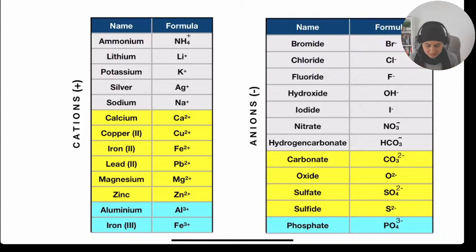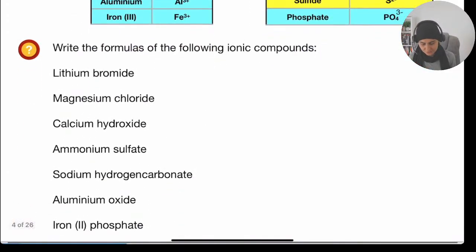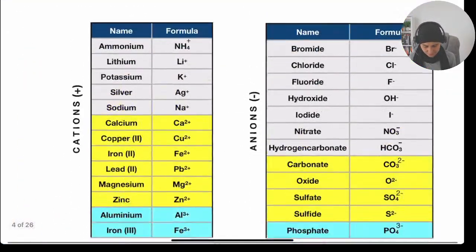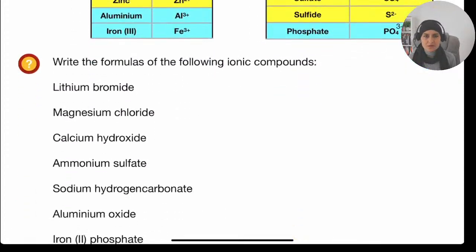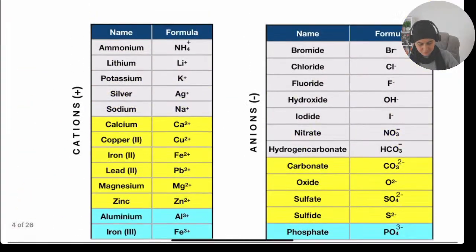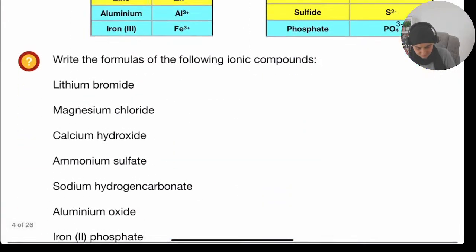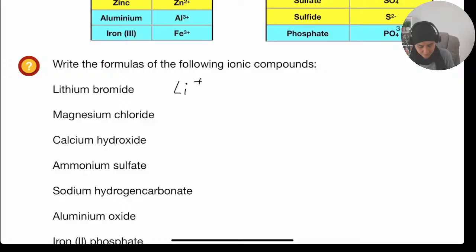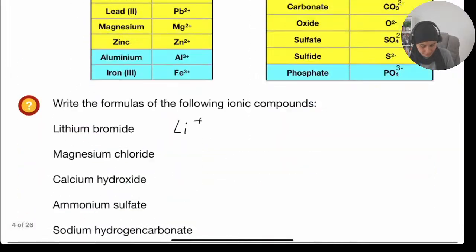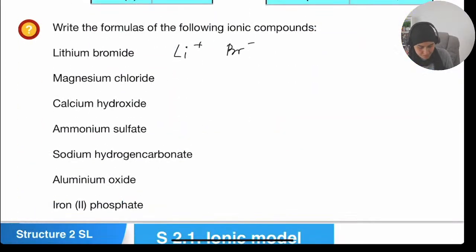And now let's assume you've memorized those. Done. Memorized. What do we do next? Next, we need to know how to use this table to write down formulas of ionic compounds. Let's do it using an example. Let's write the formula for lithium bromide. What do we do? Well, we find lithium, there it is, Li plus, and we find bromide, Br minus. Plus and minus means +1 and -1.